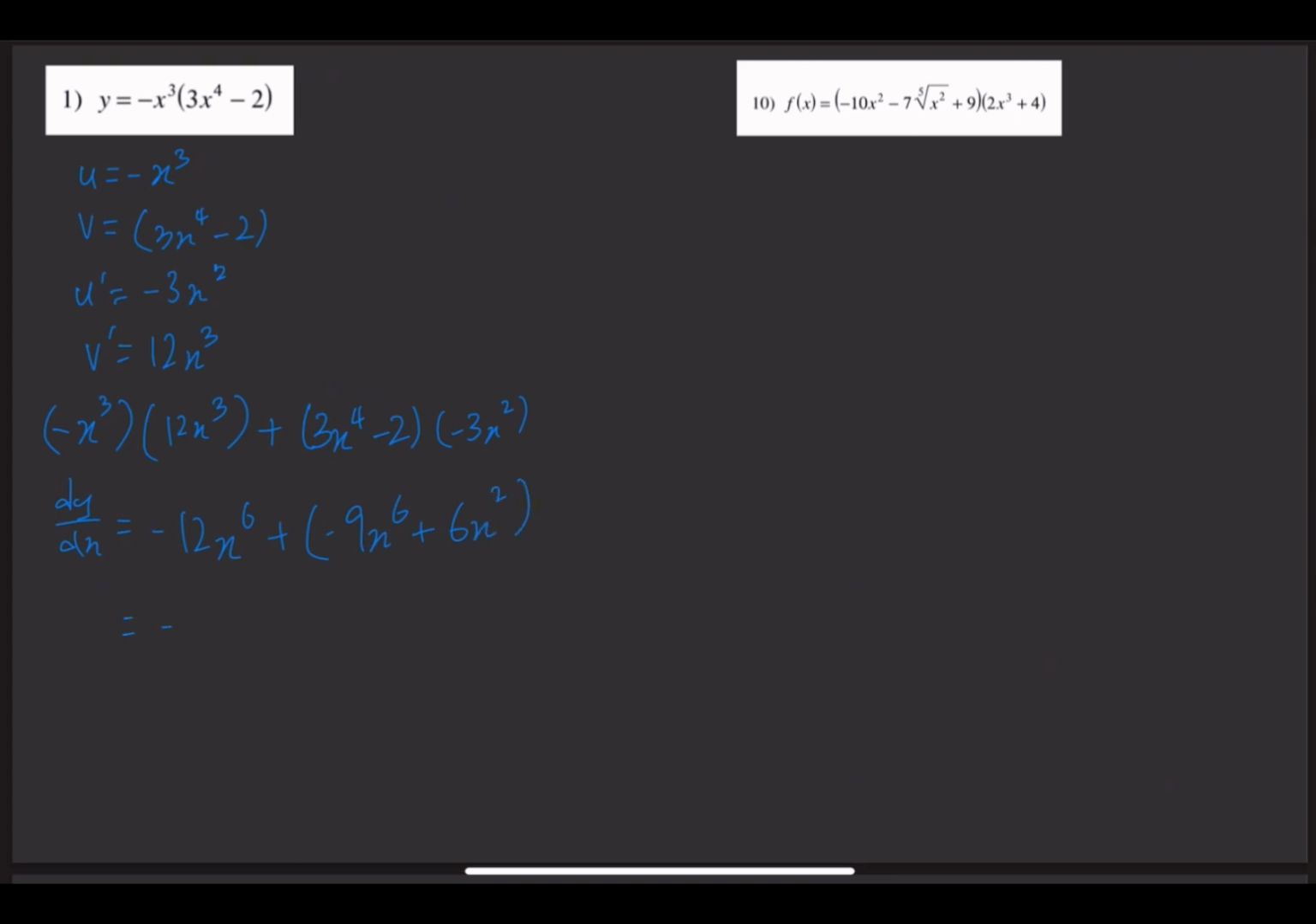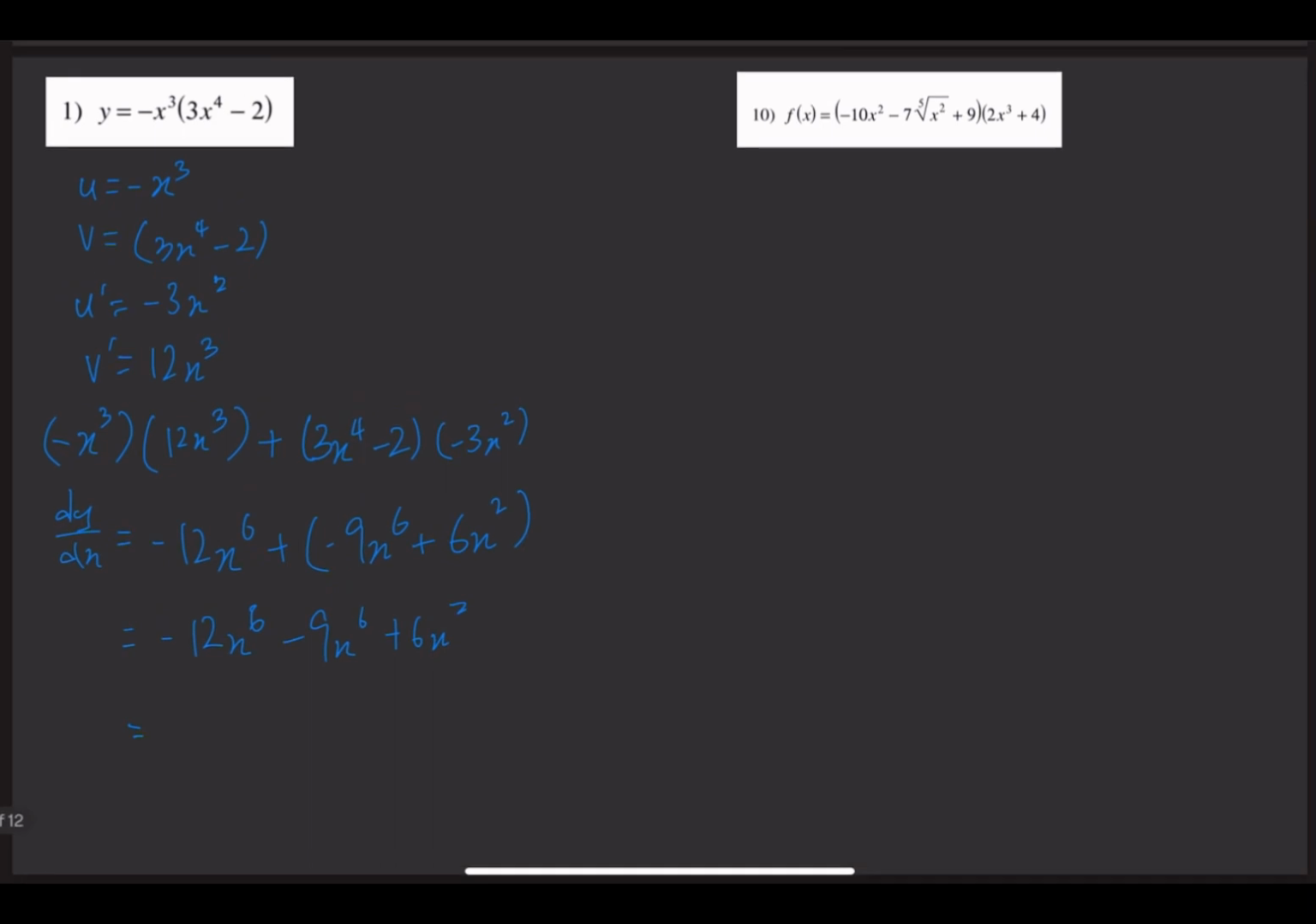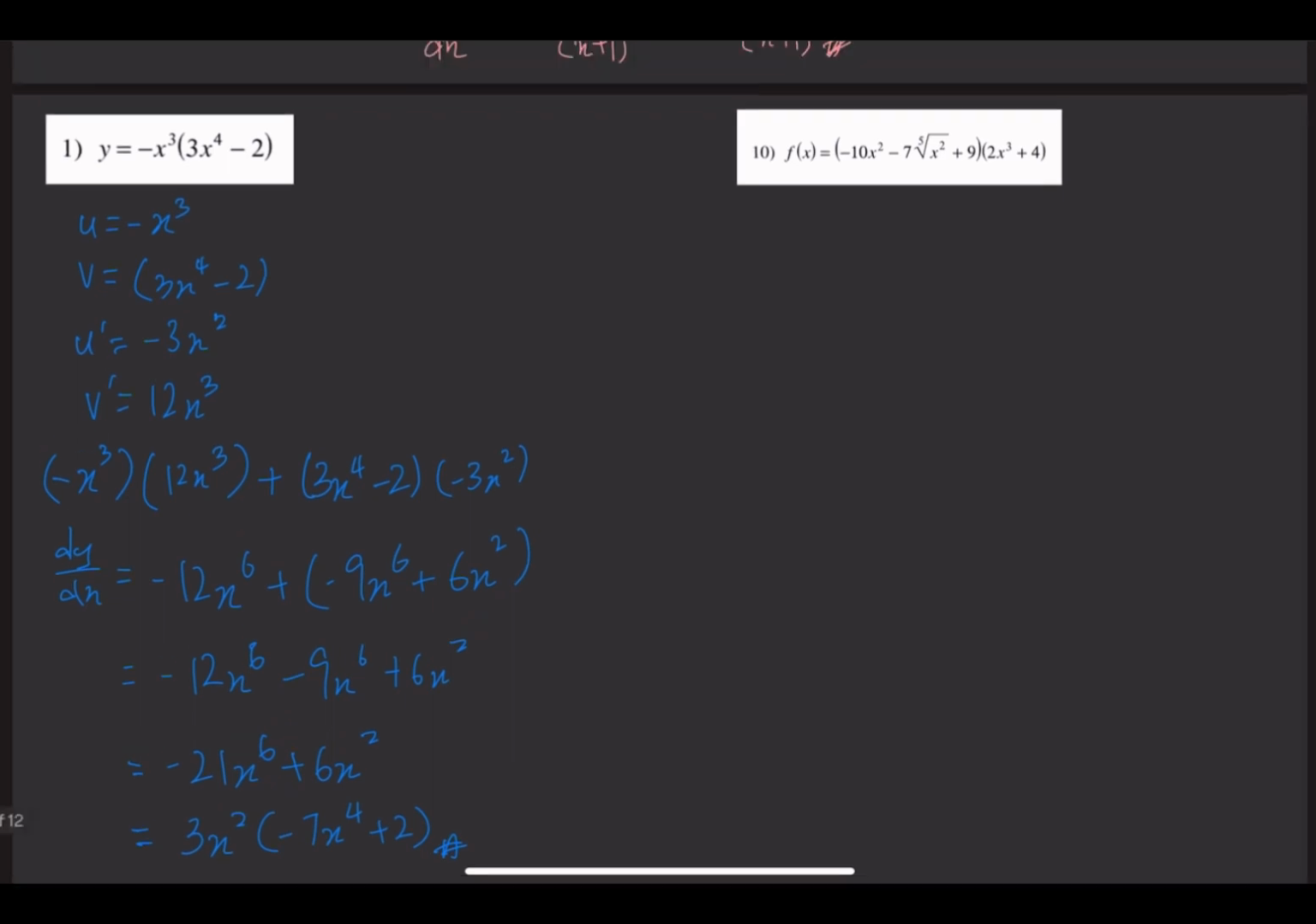Right. Let me further simplify. And get negative 12 minus 9 equals negative 21x^6 plus 6x squared. And since, let me check. There's the common factor of x squared and 3, so we can take out 3x squared, negative 7x^4 plus 2, and that will be your final answer.